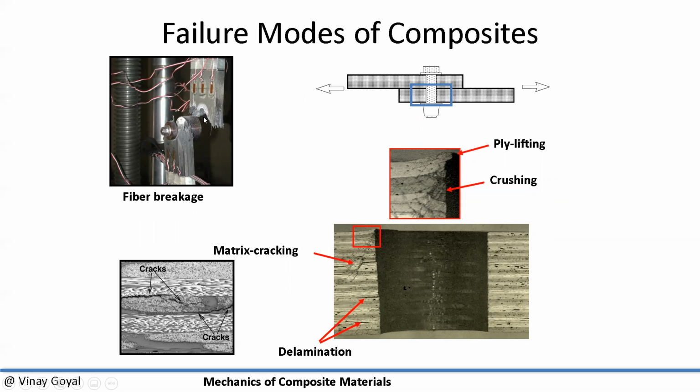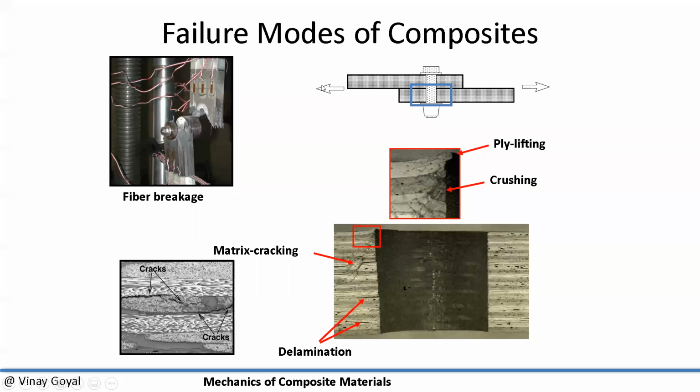When I look at failure modes of composites, we have fiber breakage. And fiber breakage means the fibers are breaking apart. We have delamination, which is ply separation. You can see here two plies separated, matrix cracking, which is cracking of that matrix. Here you can see ply lifting and crushing.